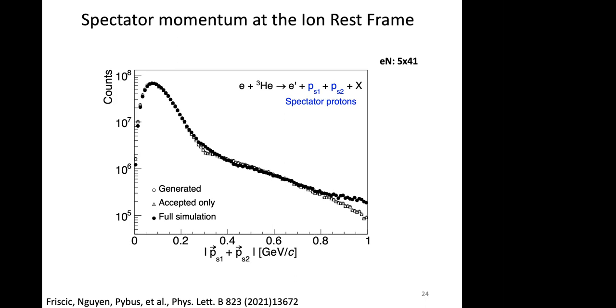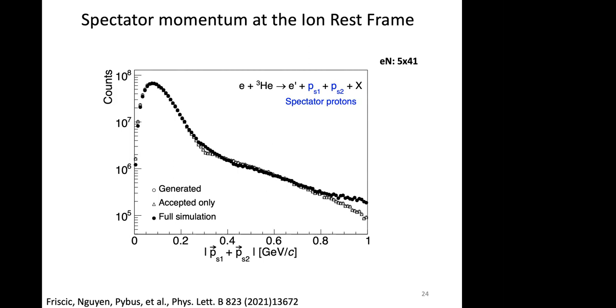And most of the events for the two spectators will be detected in the Roman Pots in our kinematic setting. And the position resolution for these two spectators is good enough in order to separate the two spectator protons.